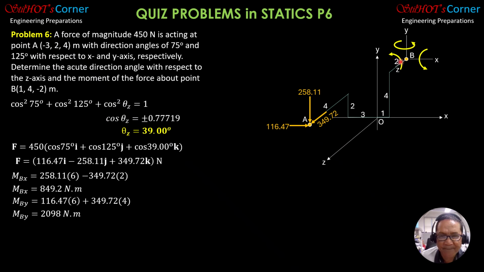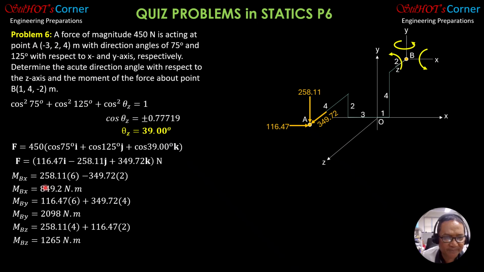Then finally, for the moment about the z-axis, this is the positive sense. Don't mind 349.72 because it is parallel to the z-axis. So 116.47 times 2, 4 minus 2, that's positive. Then positive also 258.11 times 4, where the distance is 3 plus 1, 4. So 116.47 times 2 plus 258.11 times 4. Solving for MBz, it is equal to 1265 Newton meter.